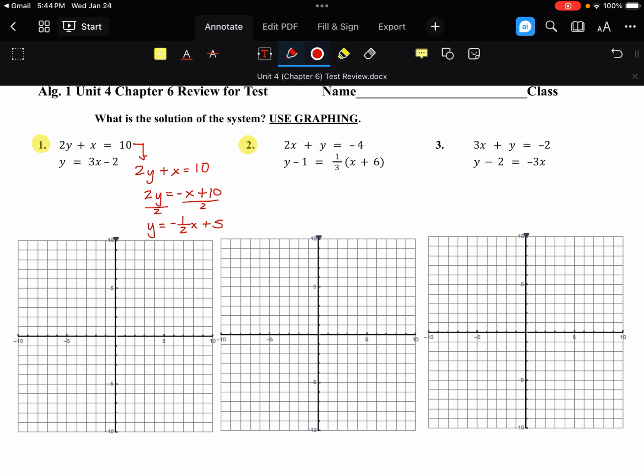We're going to plot our y-intercept at 5 first. And we're going to apply our slope. Down 1, right 2. Down 1, right 2. And we're going to keep doing this until we have enough points. And since we're trying to solve a system, we're looking for where the two lines are going to intersect. So the more points that we have, the better. And so here's our first line.